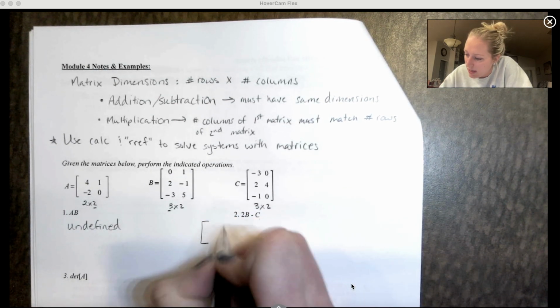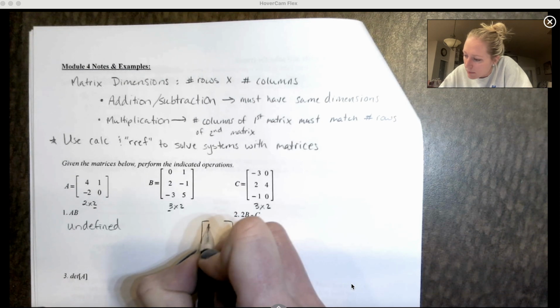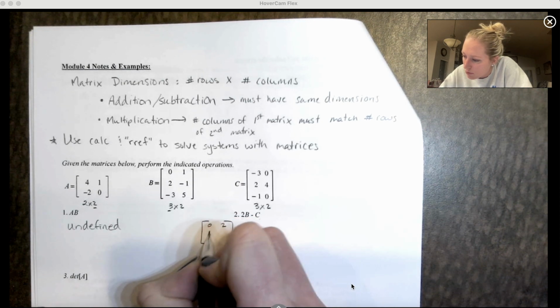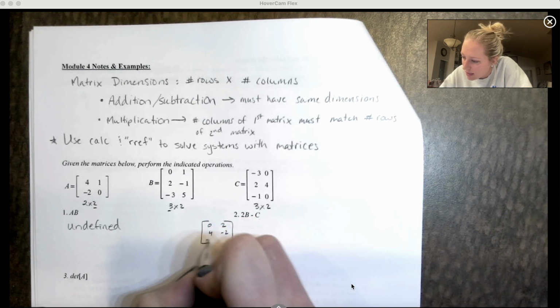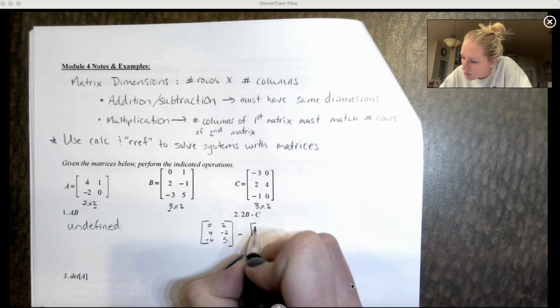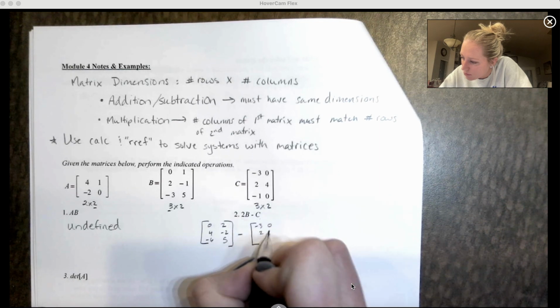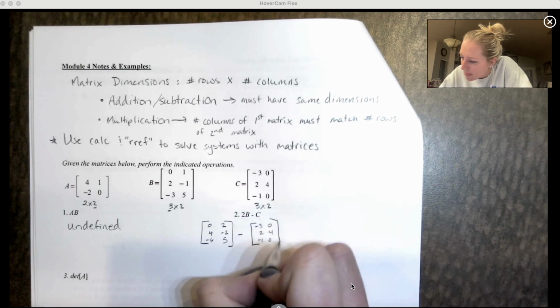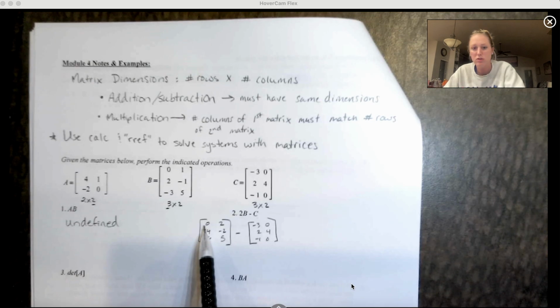So I'm going to write that down here. I've got 0, 2, 4, -2, -6, 5. And we're going to subtract C. So we've got -3, 0, 2, 4, -1, 0. When we subtract, we just do the corresponding entries.